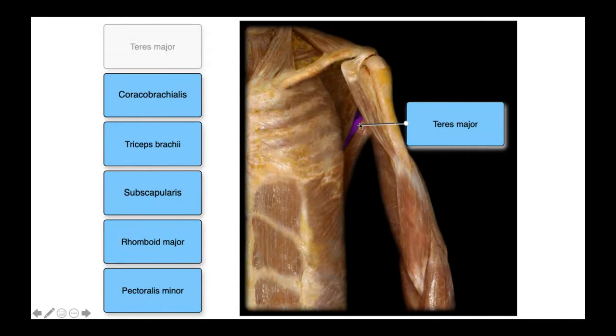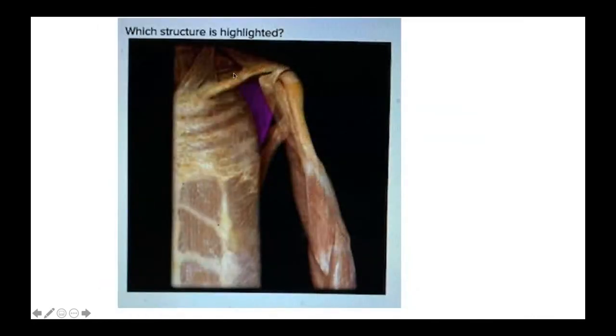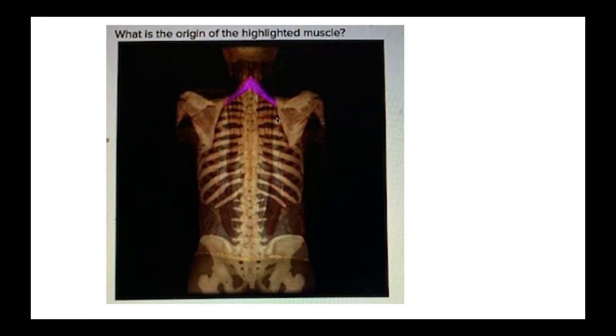Here's Teres Major. We could see it a little bit from the posterior. Even if you weren't sure and you looked at the choices, coracobrachialis, that's here. Triceps, well, that's back here on the back side. Subscapularis, that's right there. Rhomboid major, note that's scapula to spine, and then Pec Minor, can't see it here. So only possibility Teres Major. This muscle here is the subscapularis. That's an internal rotator of the arm.